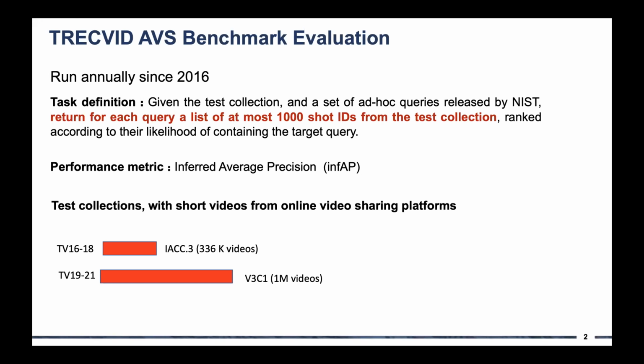As for the video collection, IACC.3 is the collection of TRECVID AVS 2016 to 2018. The size of it is 336,000 shots, which increased to 1 million for TRECVID AVS 2019 to 2021. Thanks for the efforts carried out by the TRECVID AVS benchmark, the progress in ad hoc video search has been measured.